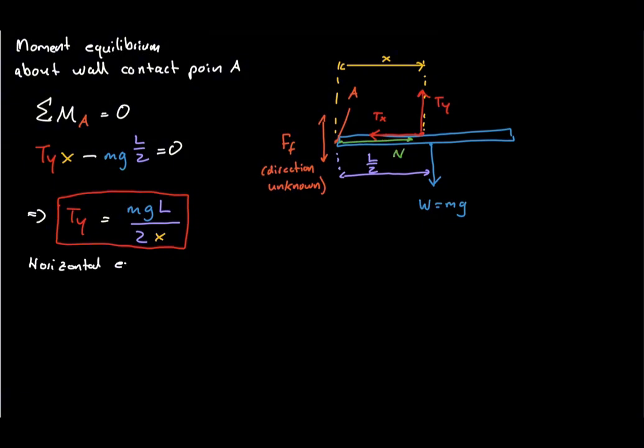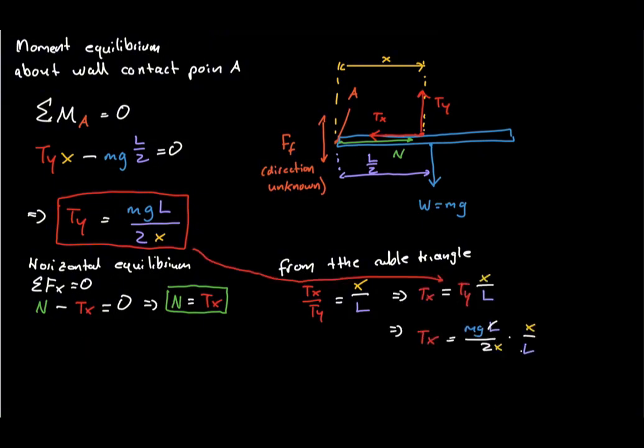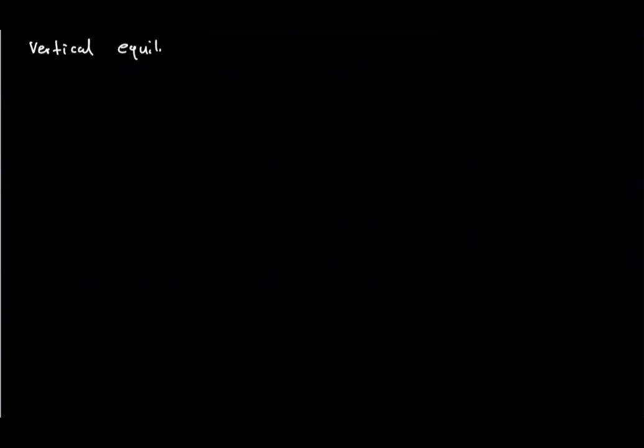Now apply horizontal equilibrium. The normal force must equal the horizontal component of the cable tension. From the geometry of the cable, the ratio of the horizontal tension component to the vertical tension component equals x divided by the bar length. Substituting the vertical component we just determined produces a surprisingly simple result. The horizontal cable component equals 1/2 of the bar's weight. Therefore, the normal force at the wall is also exactly 1/2 of the weight, independent of where the cable is attached.